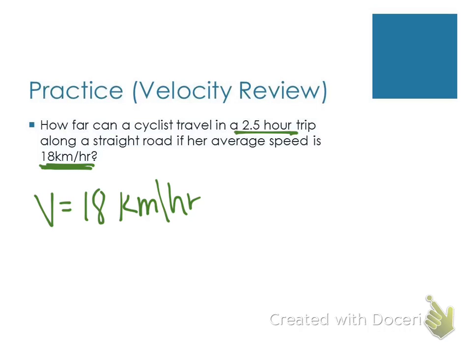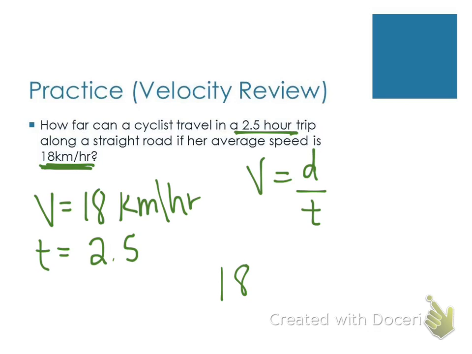Okay, so we're going to set velocity equal to distance over time, or displacement, I'm sorry. And we'll set 18 equal to d over 2.5. How do we solve for d here? Multiply both sides by 2.5. So we're going to multiply 18 by 2.5, and we get how many kilometers? 45 kilometers.